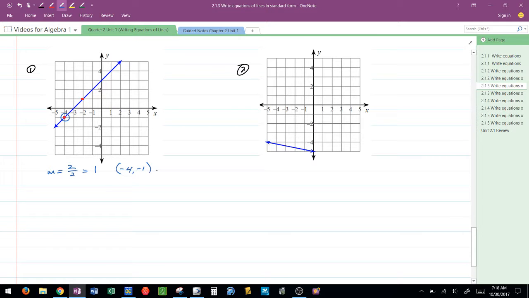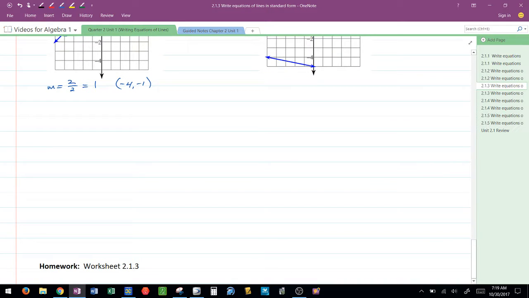I'm now going to write my equation of the line in point slope form. Y plus 1 equals 1, that's the slope, times x minus negative 4, which would be x plus 4. Y plus 1 equals 1x plus 4. Subtract the 1. Y equals 1x plus 3.